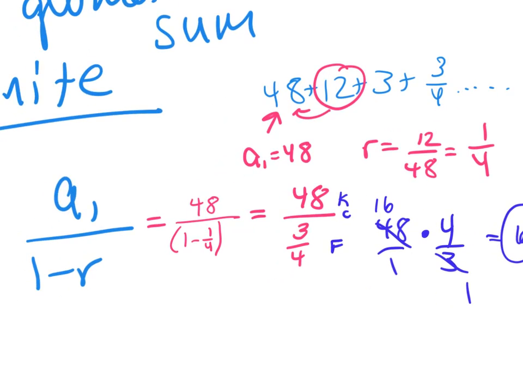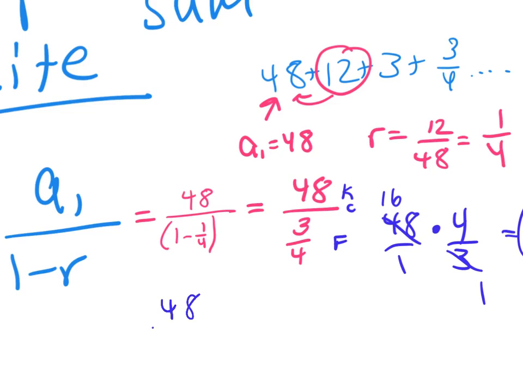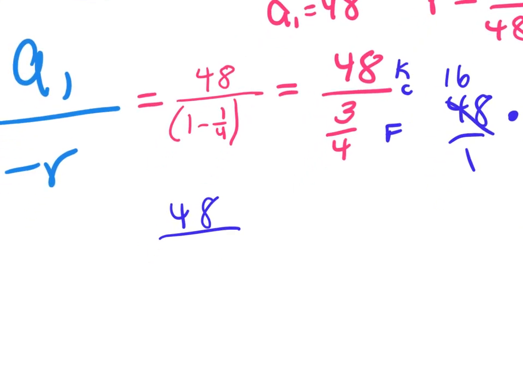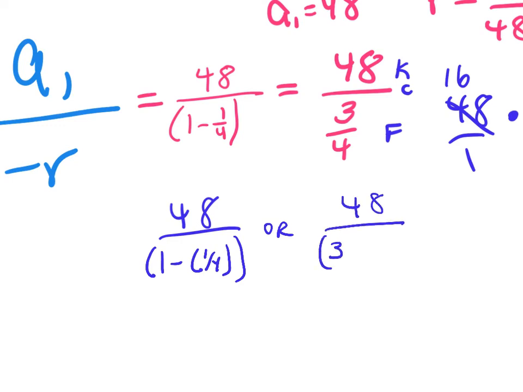You could very easily do this in your calculator. If you did this in your calculator, it would have to be 1 minus, then 1/4 in parentheses. Or you could do 48 divided by parenthesis 3 divided by 4. You just got to make sure you got your parentheses correct. Okay? That makes sense? All right, that's it.